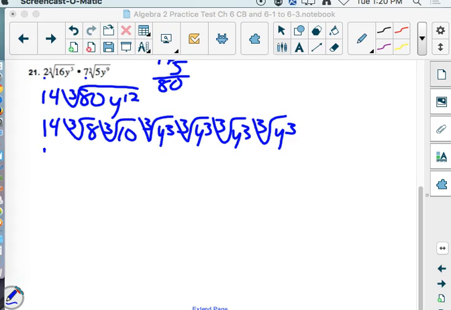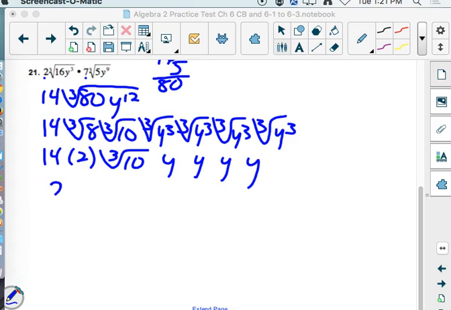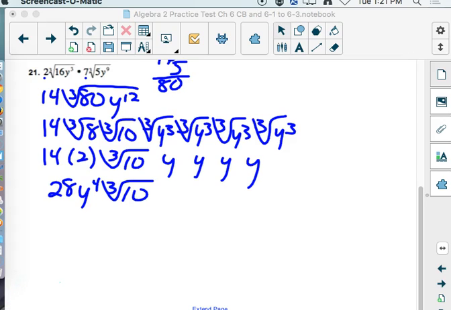And then we'll have a 14 and a nice 2, an ugly cube root of 10. We'll have a y, a y, a y, and a y. And that will give us 28 y to the 4th cube roots of 10. And that's as simplified as that is going to get. We have no more perfect cubes that will go into 10. That's the end of the practice test for the Chapter 6 Concept Bite and Section 6.1, 6.2, and 6.3.